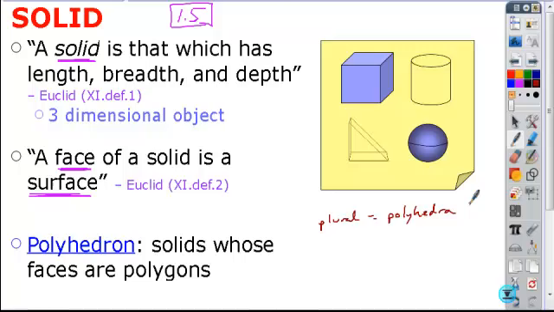But we're also talking about some solids with curved surfaces that'll be formed by rotating a figure about one of its elements or parts. And those will be called solids of rotation. So really polyhedron or polyhedra and solids of rotation will be the solids that we'll talk most about.